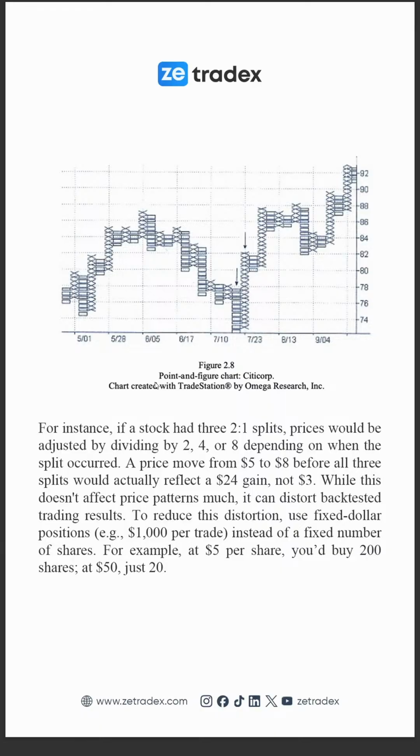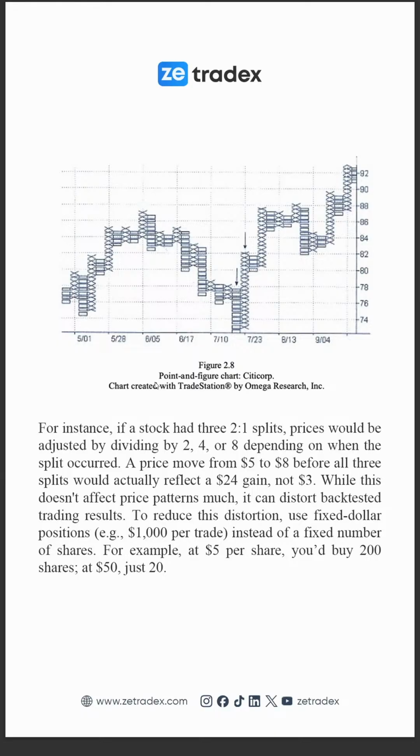Now, let's take, for instance, the point and figure chart here. If a stock had 2:1 splits, prices would have been adjusted by dividing by 2, 4, or 8, depending on when the split occurred. A price move from $5 to $8 before all 3 splits would actually reflect a $24 gain, not $3. While this doesn't affect price patterns much, it can distort back-tested trading results.